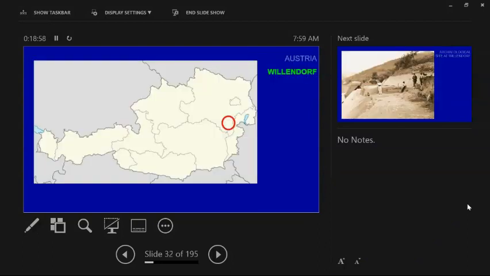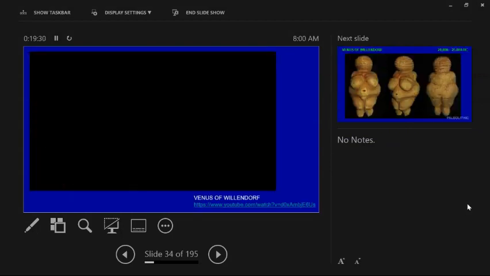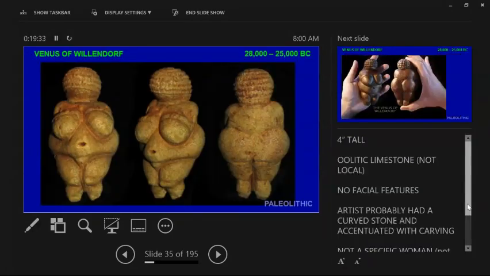That's Austria. And we're going to go to the far side of the eastern portion of Austria, and we're going to go to Willendorf. Spelled with a W, pronounced with a V. Willendorf. Here's the archaeological site at Willendorf. And this is the figure, Venus of Willendorf.